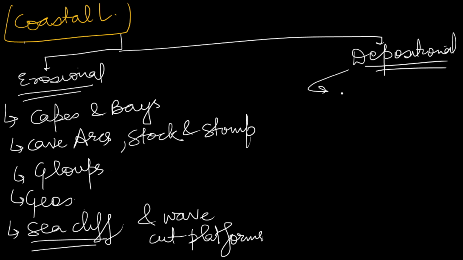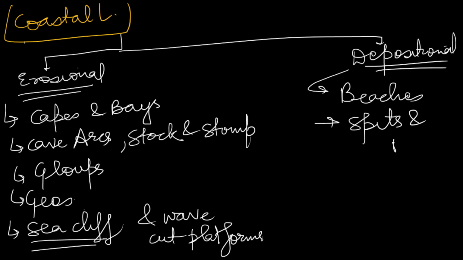The most important depositional landform obviously is beaches. Secondly, you will also find spits and bars, and you will find tombolo. So these are the depositional landforms of coastal areas. So we have done depositional and erosional of coast.